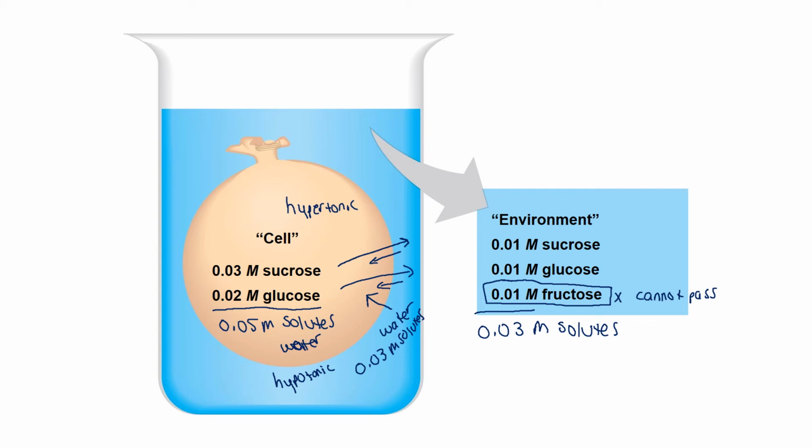Now, what's going to happen here, since fructose cannot pass the membrane and it's outside of the cell, this increases the concentration of solutes outside the cell. So basically, the sucrose and the glucose are going to reach or equilibrate so that the concentration of solutes in the environment is going to equal that of the cell. So the concentration of solutes, or the sucrose and glucose, might be slightly higher inside.